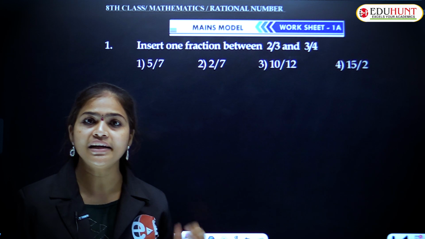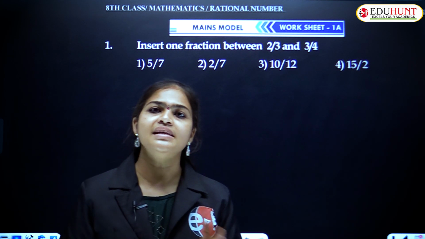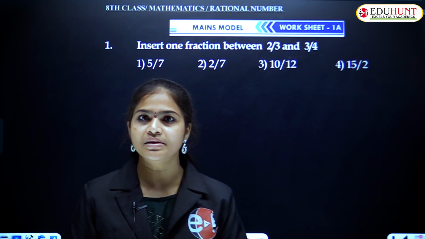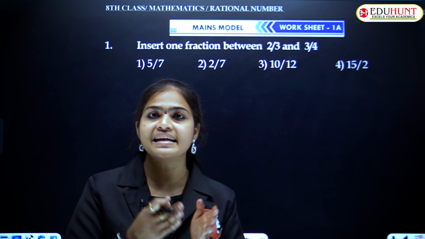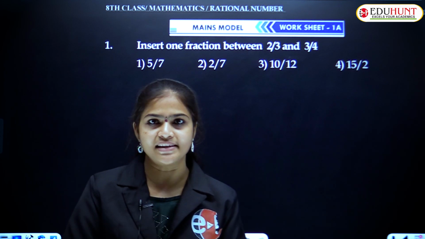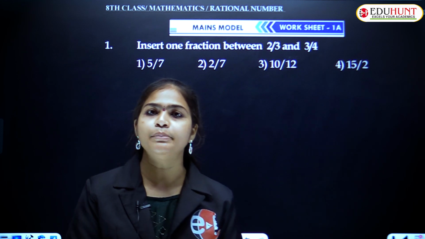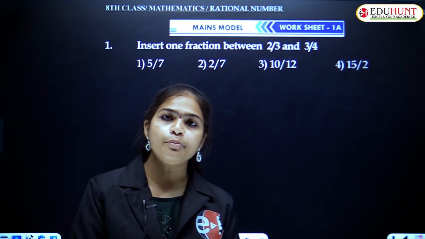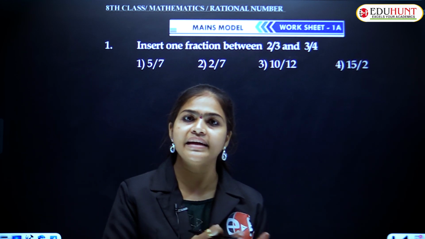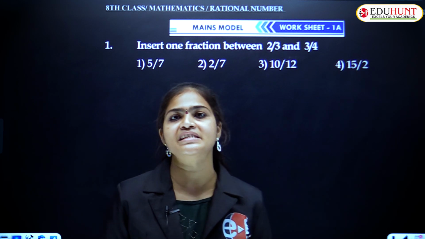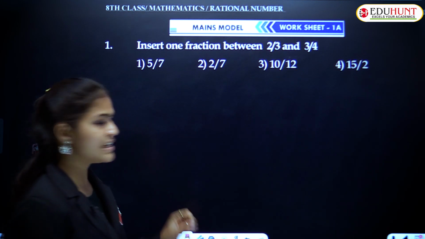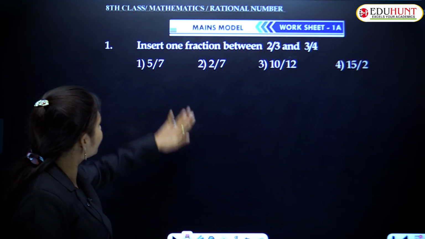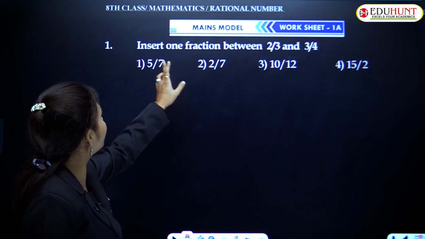So children, before that, we know how many rational numbers lie between any two rational numbers? We know that infinitely many rational numbers can exist between any two rational numbers, right? For example, a and b are any two rational numbers. Infinitely many rational numbers exist between a and b. So by using that condition, this type of question is asked.